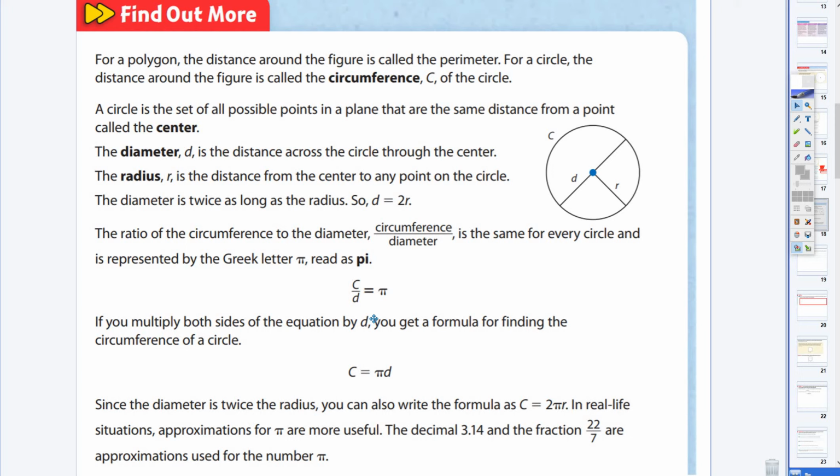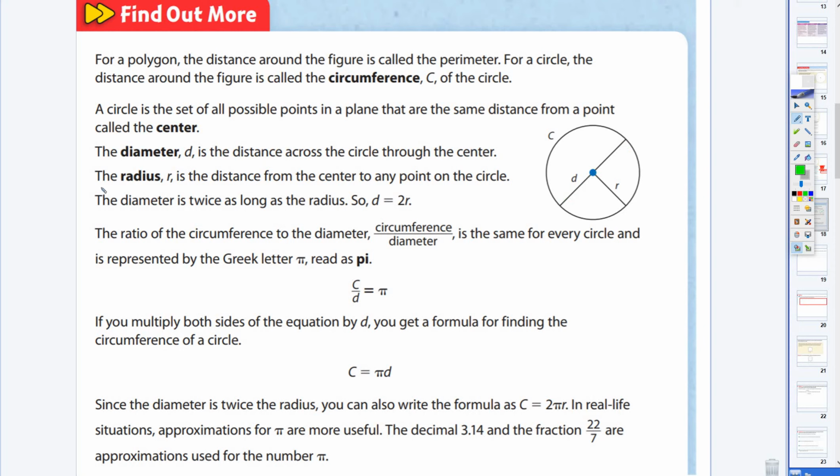For a polygon, we know that the distance around the figure is called perimeter. But for a circle, they don't call it perimeter. They say the distance around the figure is called circumference, usually the variable C of the circle. A circle is the set of all possible points in a plane that are the same distance from a point called the center. Okay, this is the center right here, as you guys can see that. Okay, the diameter, the variable d, is the distance across the circle through the center. There is a diameter. Okay, and it has to go through the center, from one edge of the circle to the other.